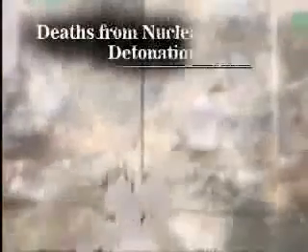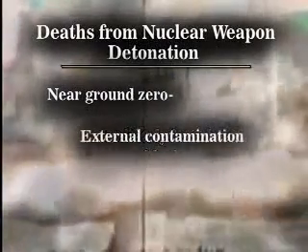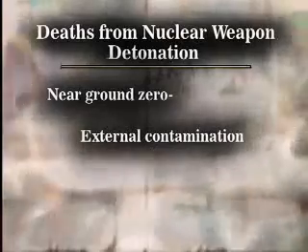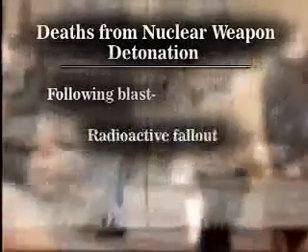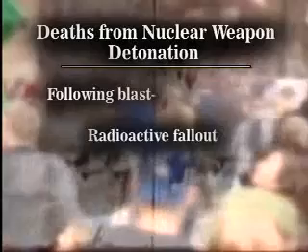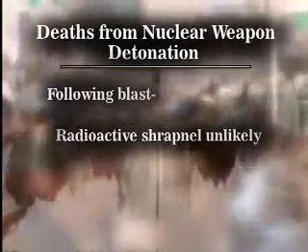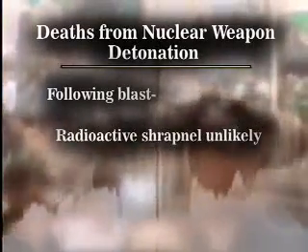After the detonation of a nuclear weapon, many people near ground zero would die immediately from the heat or blast. Their bodies could have external but not internal contamination. In the days that follow, many people could die of injuries related to the detonation, to exposure to radioactive fallout, or to a combination of the two. Their bodies could have both external and internal contamination. Because everything inside the fireball is vaporized, radioactive shrapnel in decedents' bodies is very unlikely.